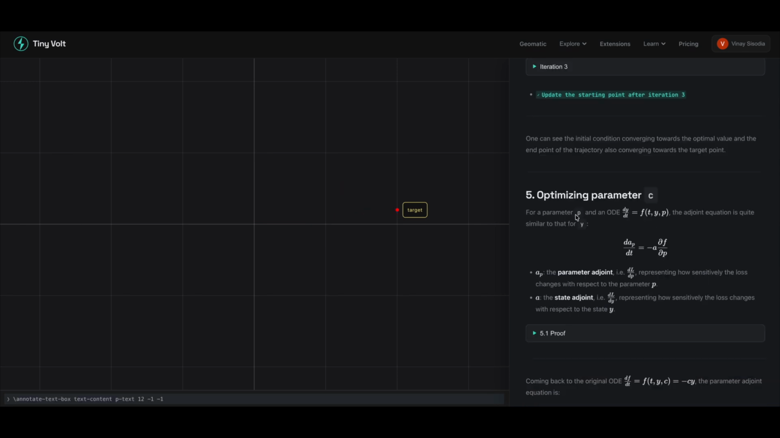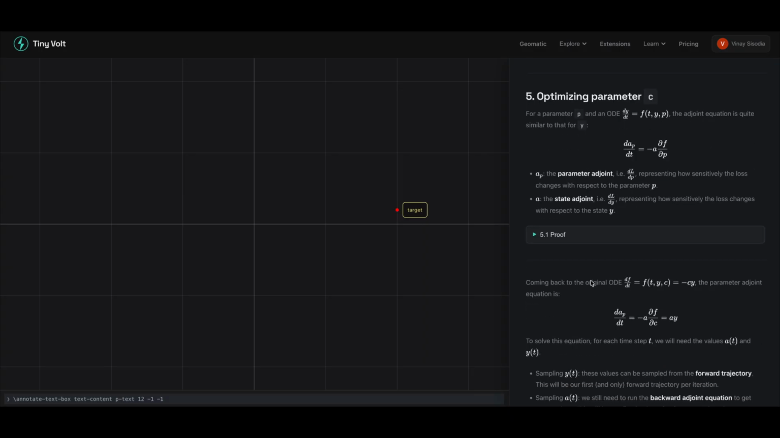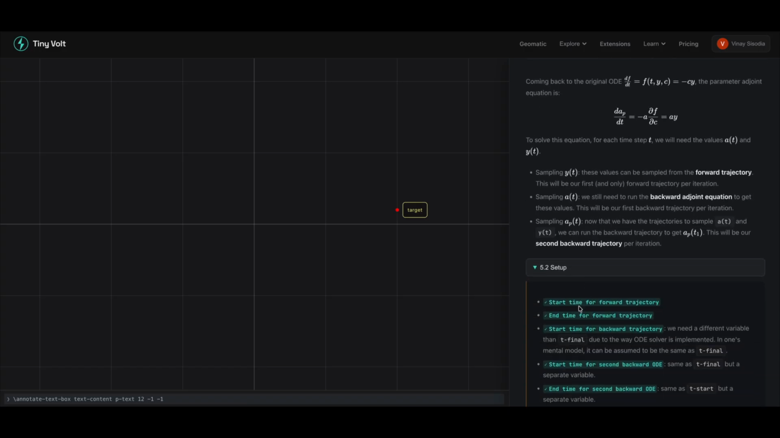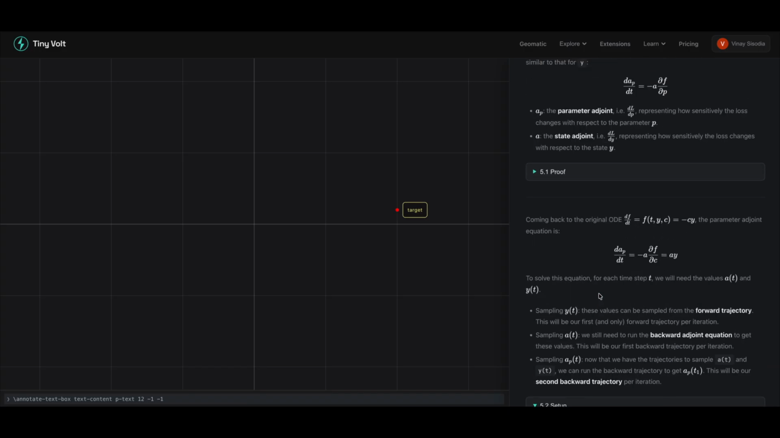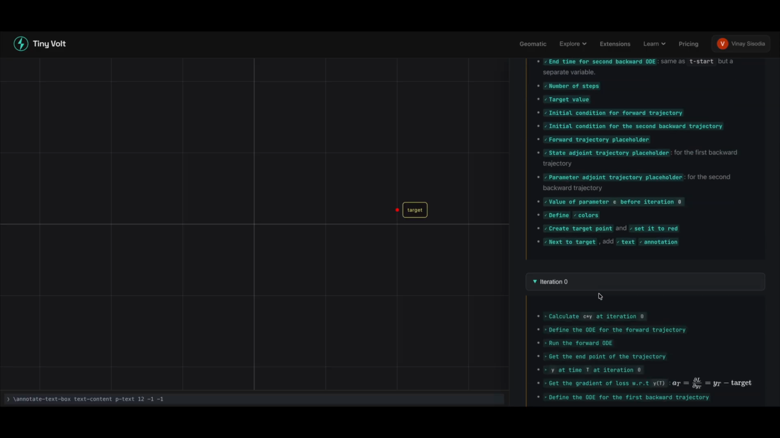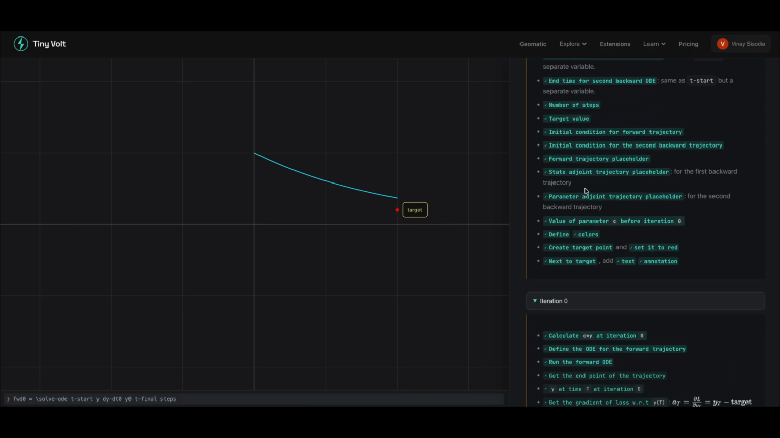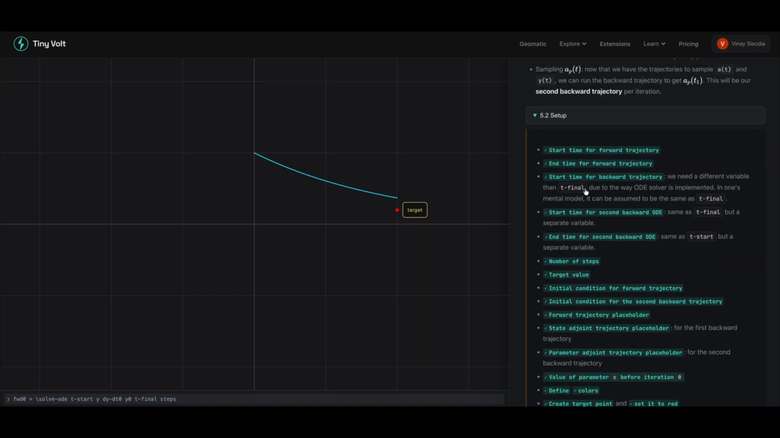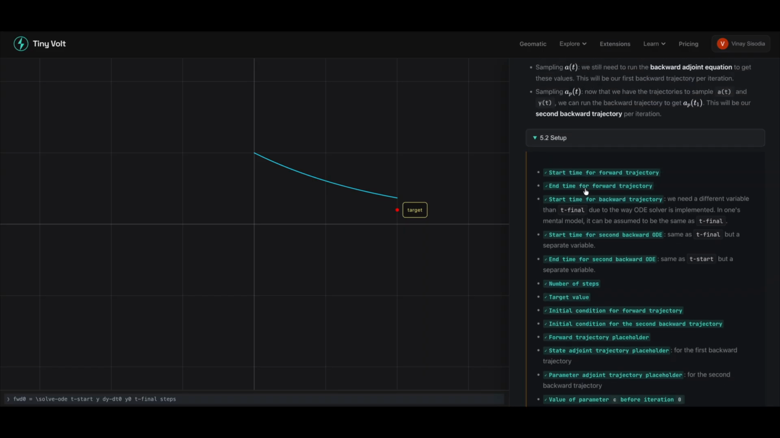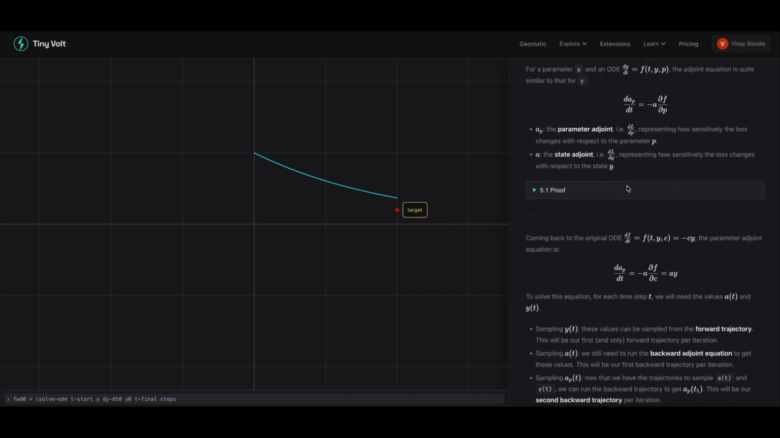Just like the previous case, we have a target point here which we want to reach using our ODE trajectory. And let me draw that trajectory first. Run the forward ODE. And as you can see here, there's a gap between the endpoint and this target point. In this case, our initial condition is going to be fixed, but what we'll be modifying is the parameter, which happens to be c in our case.